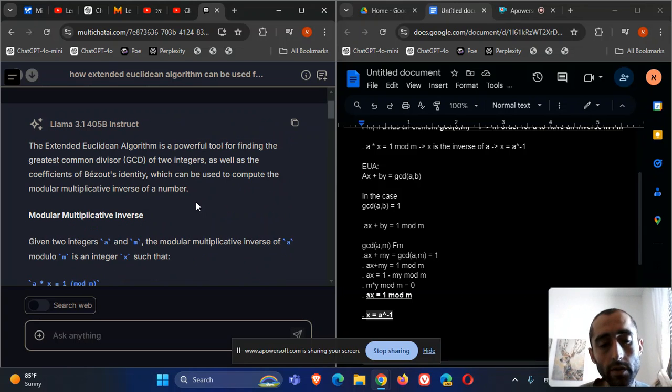This was about the extended Euclidean algorithm and how you can use it to find the inverse of a number in a finite field.